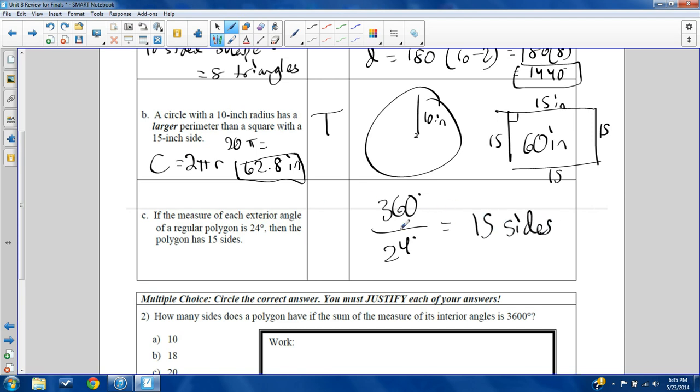And if that didn't make sense, again, I want you to keep the big thing in mind here, and it's about regular polygons. Regular polygon is 24. That means that each exterior angle here is 24 degrees. None of them will deviate from that because it's a regular polygon. All of them are congruent. All congruent sides and angles, right? So this is true. Polygon does have 15 sides.